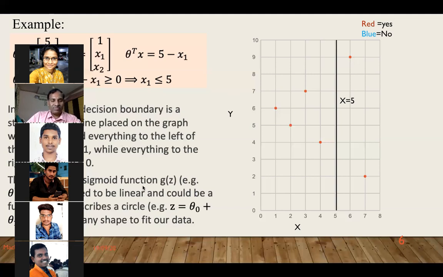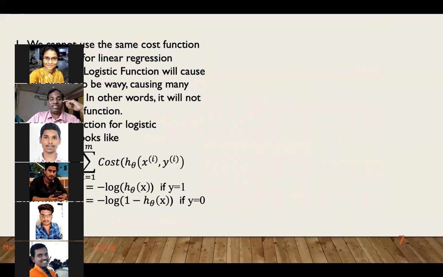The input to the sigmoid function g(z), for example theta transpose x, doesn't need to be linear. So we want only this function to be linear, right? Which is dividing this space. It could be a function that describes a circle, z equal to theta naught plus theta 1 x1 squared plus theta 2 x2 squared also, or any shape to fit our data. So we are not assuming theta transpose x should be linear.